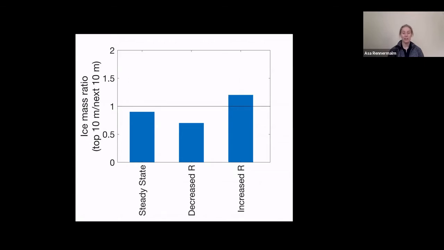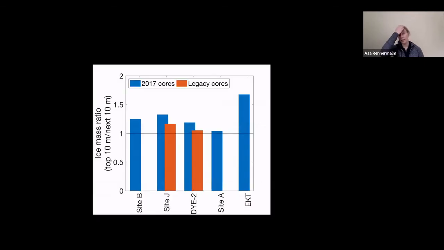And indeed, that is what we see. So here are all the sites, and here's the mass ratio that is observed in all these cores. Again, 2017 cores in blue, the legacy cores in red. And you can see that all of them have a ratio over 1. There's more ice in the top than in the bottom, showing that this is a recent change. So here we have observational evidence of these dramatic changes occurring in the Earth system as we speak.